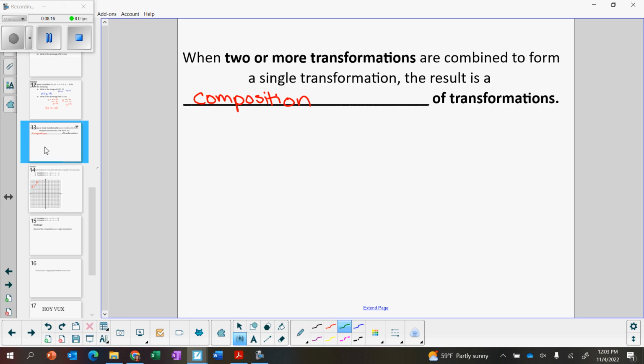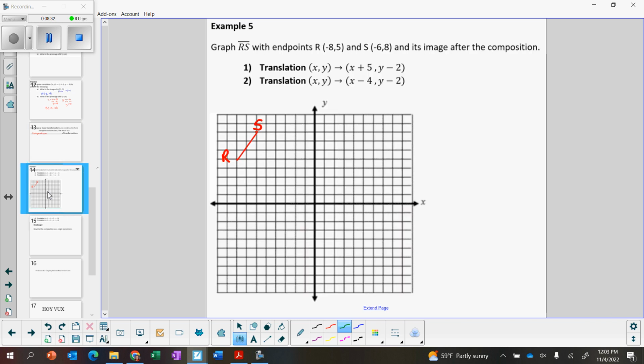When two or more transformations are combined to form a single transformation, the result is a composition of transformations. So we're going to have a whole section where we talk about compositions of transformations. But for today, we're going to talk about a composition of two translations. So in our example, we want to graph RS with these endpoints and its image after the composition.